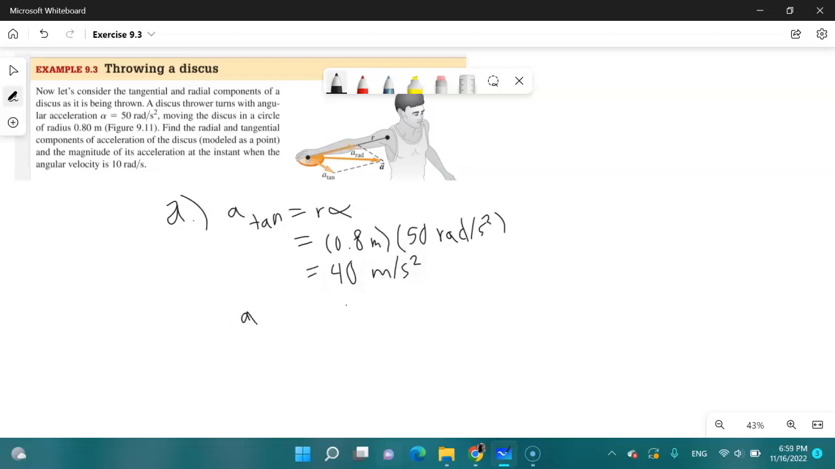And then to find the radial component, we have another equation: the angular velocity squared times the radius. We have both of these values. Once again, we know that the angular velocity is 10, and then we square that and multiply it by the radius of 0.8 meters, and that gives us 80 meters per second squared.